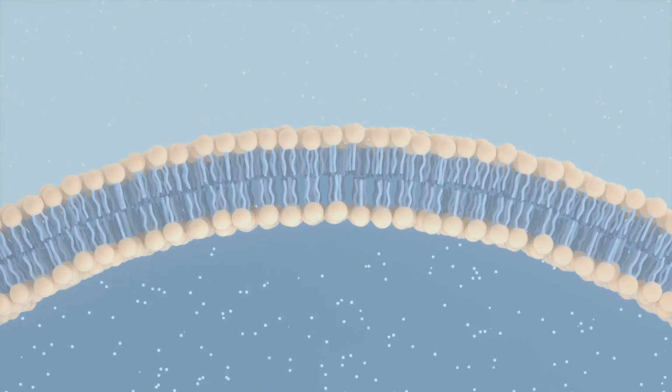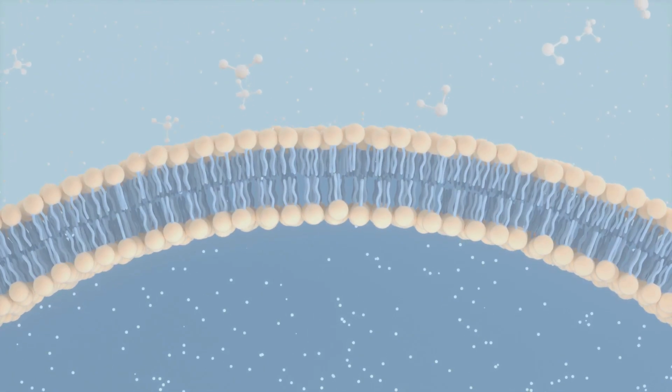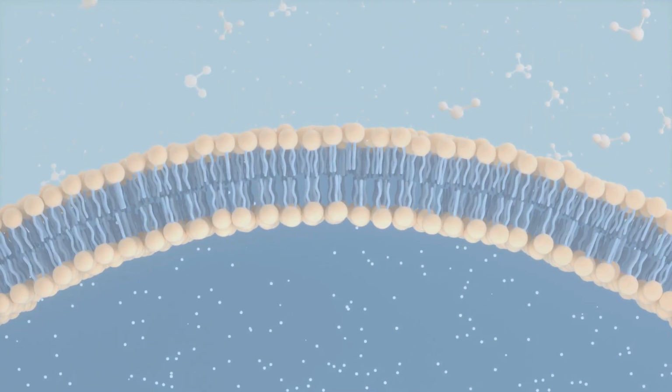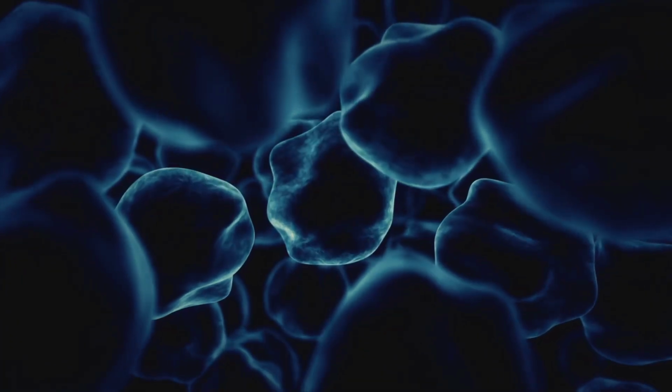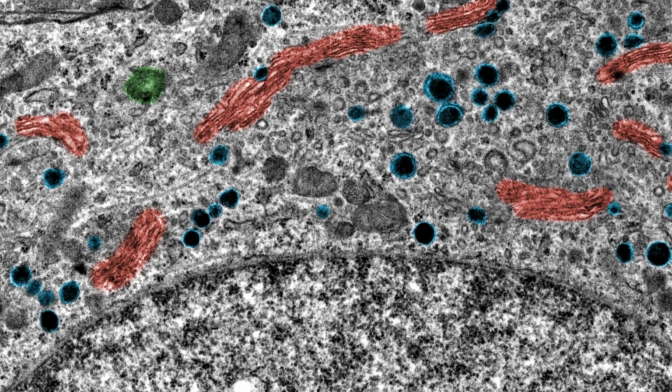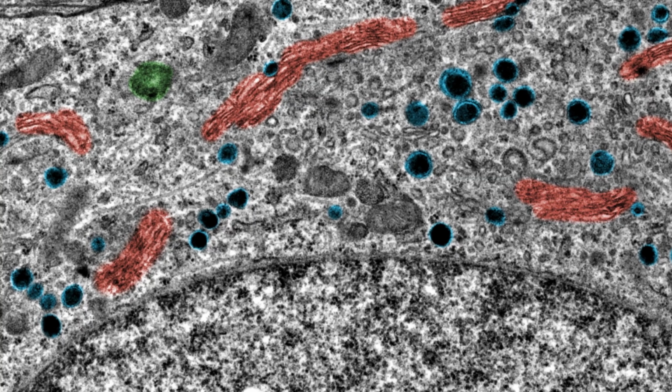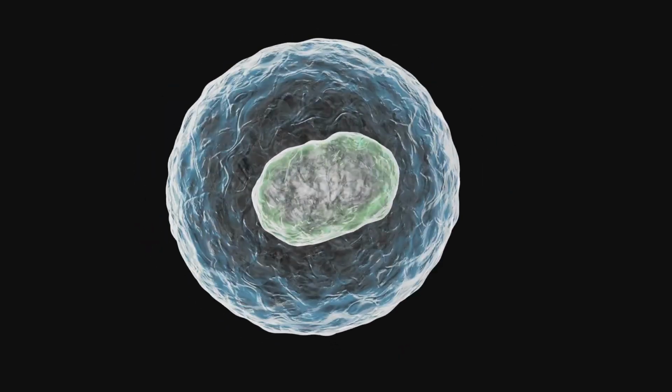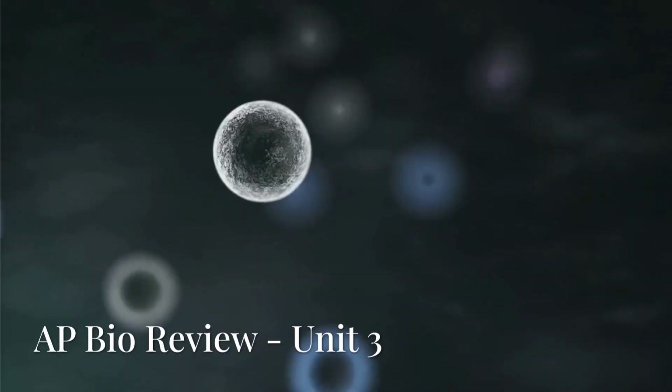Review transport including diffusion, osmosis, facilitated diffusion, and active transport. Know which one uses energy. Organelles like the rough ER, Golgi, lysosome, and mitochondria show up all the time. Know what each one does and how they interact in the endomembrane system.